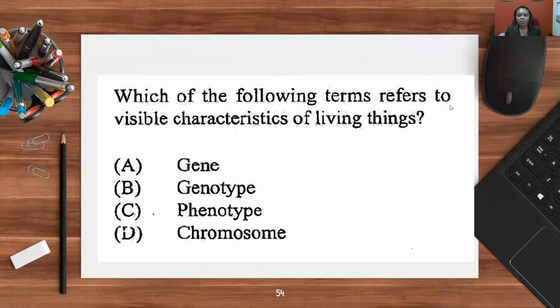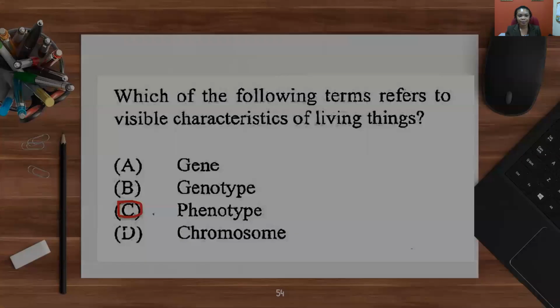Which of the following terms refers to visible characteristics of living things? A, gene, B, genotype, C, phenotype, D, chromosome. Which of the following terms refers to visible characteristics? So visible would be phenotype.